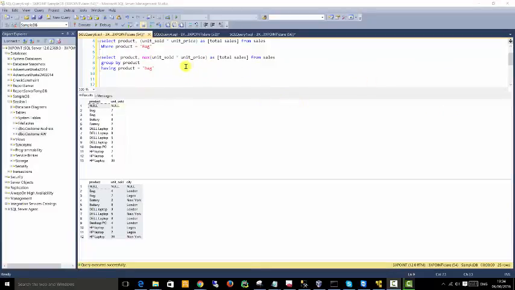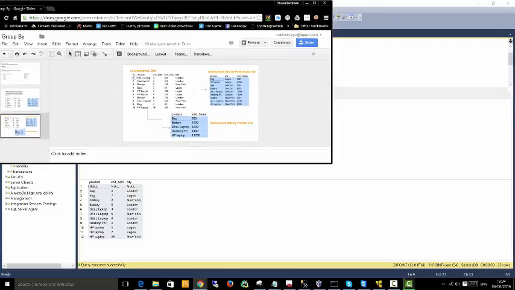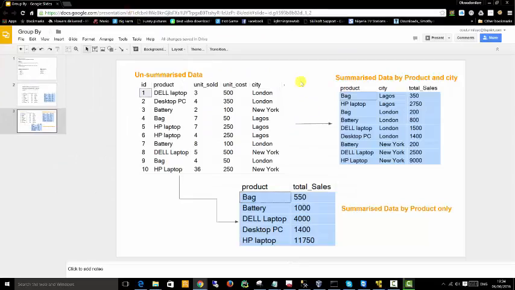So we will have a look at a couple more things. And to do that, let me bring up my slide so I can buttress a few more points. Looking at this slide, you can see that we have our unsummarized data, which we've been working with. On the right hand side, we have summarized data by product and city. And at the bottom here, we have summarized data by product only. So depending on what sort of data we want to have a look at. Let's focus on the one at the bottom.